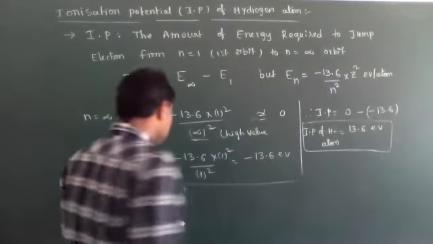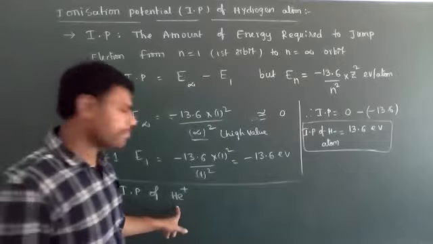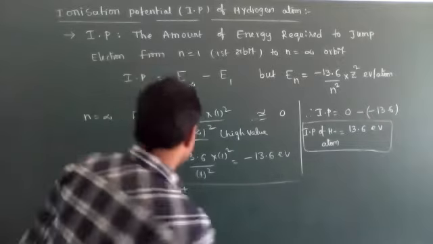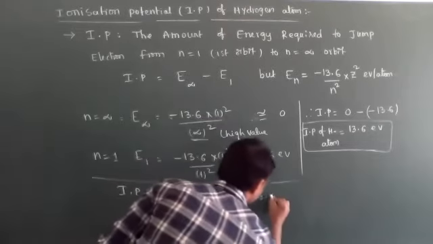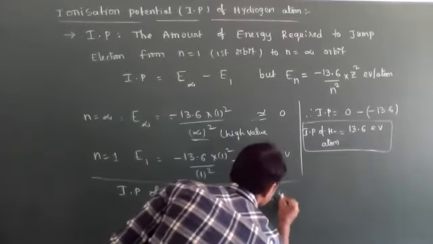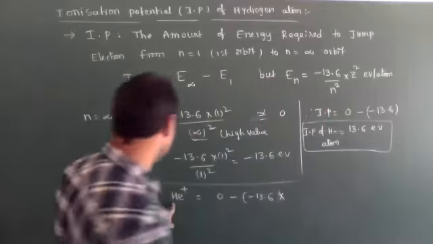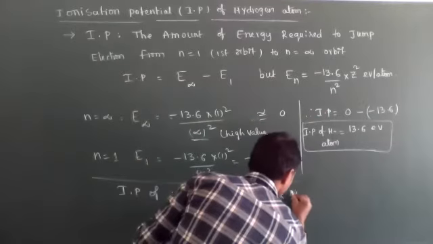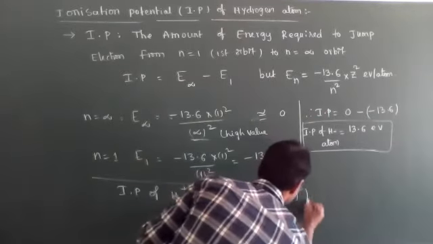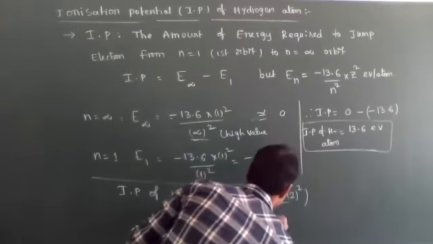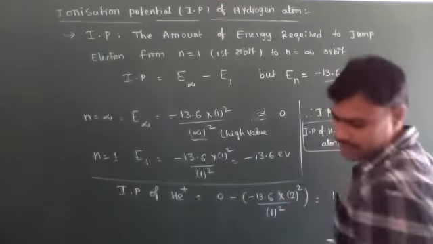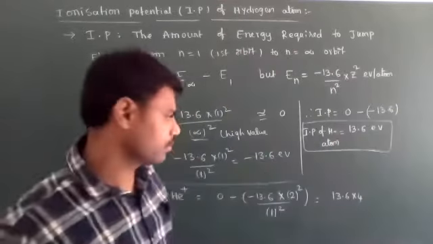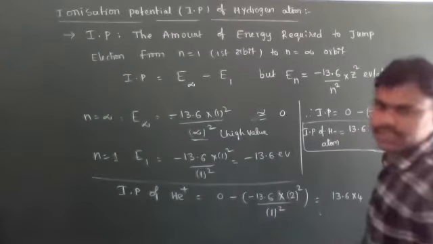Now in the same way, the ionization potential of He plus, helium. It equals 0 minus of minus 13.6 into Z square value. What is the Z value for helium? 2. 2 whole square by 1 square, n equals 1 only. So this value equals 13.6 into 4. 13.6 into 4, how much?